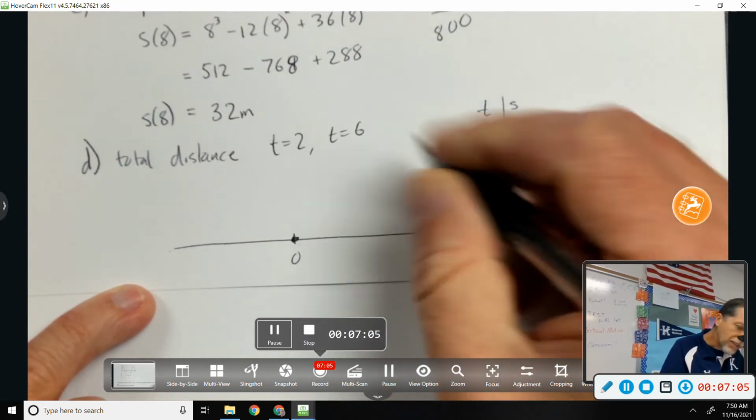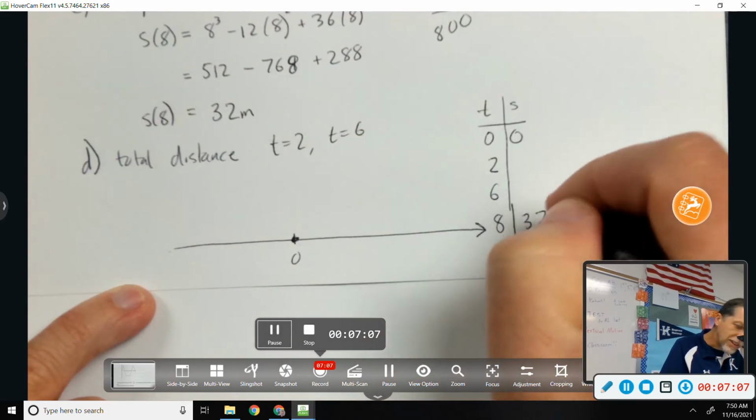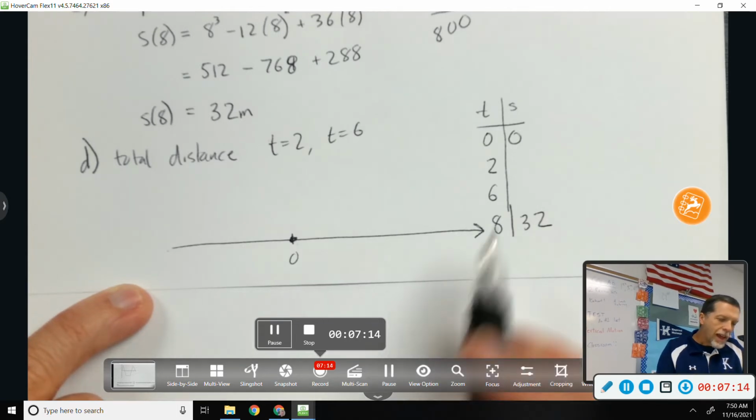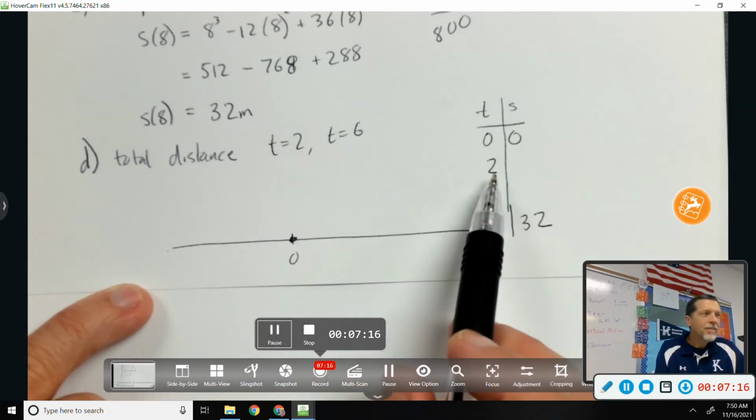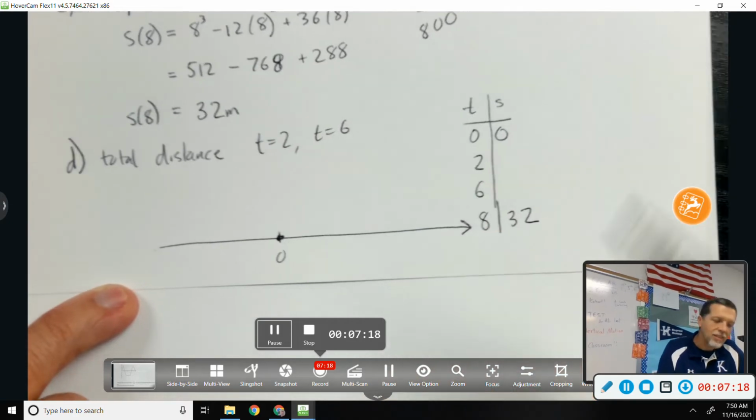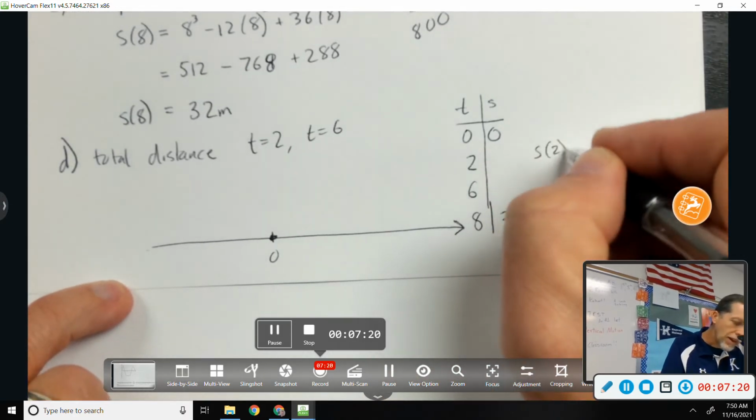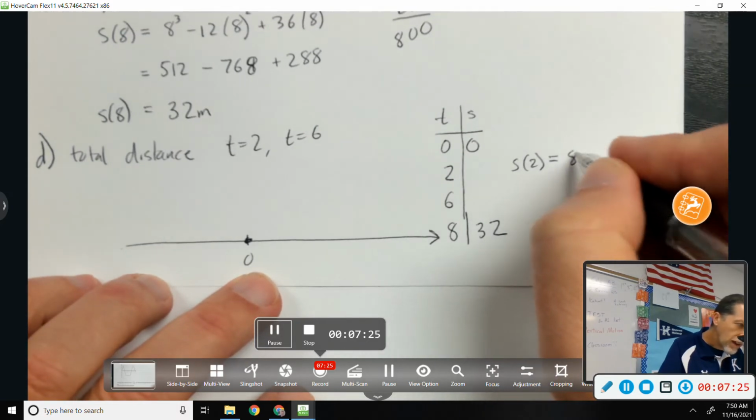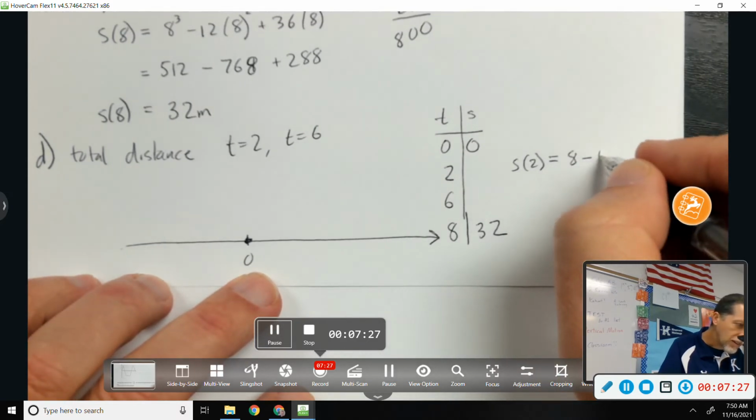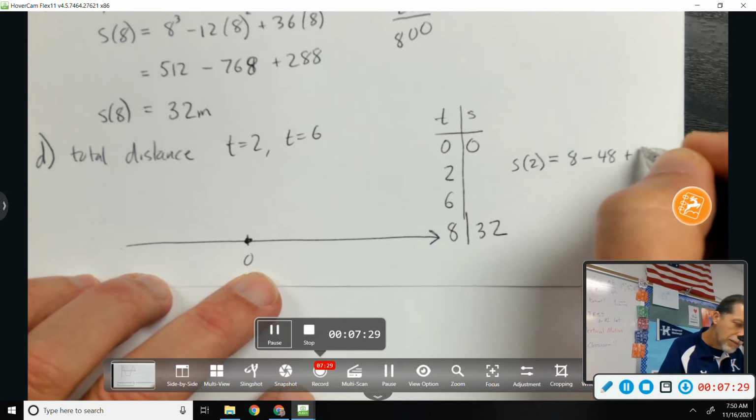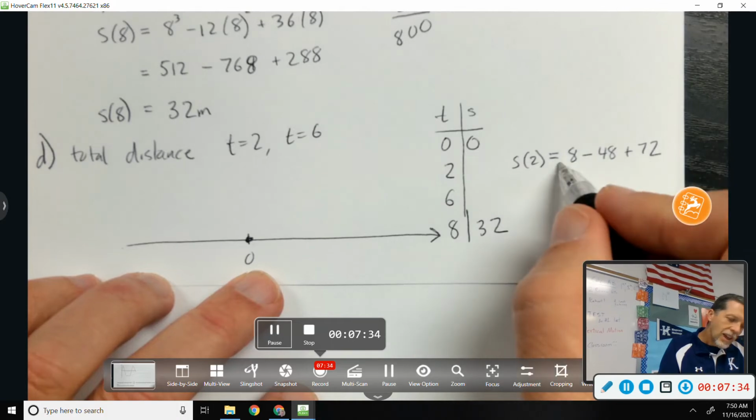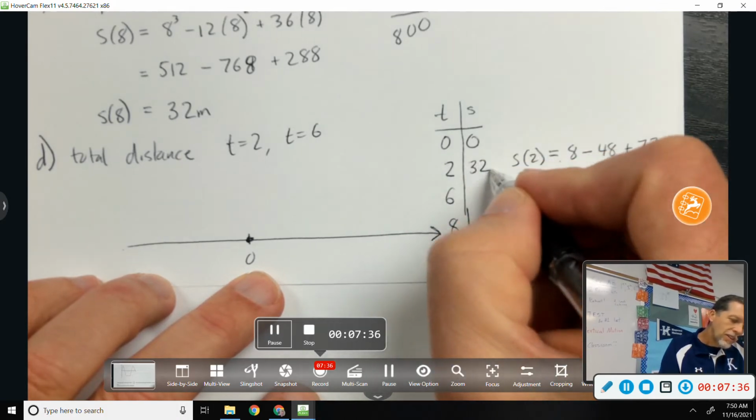Let's see. S of 8 we already found, so that was at least some consolation. So I need S of 2 and S of 6. And even if I wasn't doing a motion diagram, at some point I have to find S of 2 and S of 6. So it's not making more work on that front. 8 minus 48 plus 72. 80 minus 48 is 32.